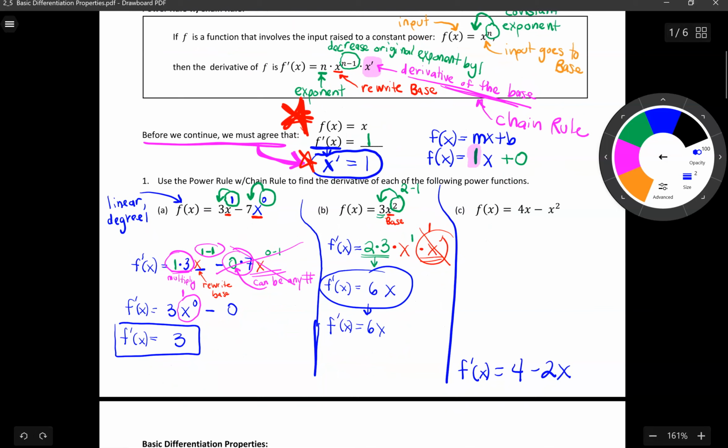Okay, there's 2 pieces here. There's 2 terms, so I'm going to do the power rule on the first term, and then I'm going to do the power rule on the second term. So let's see what we get. Okay, so I'm taking my derivative here.